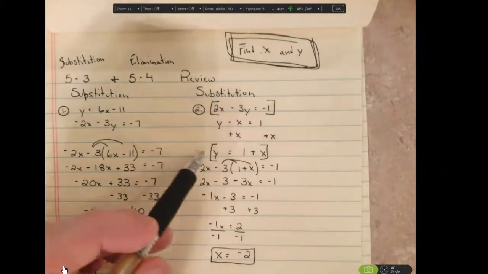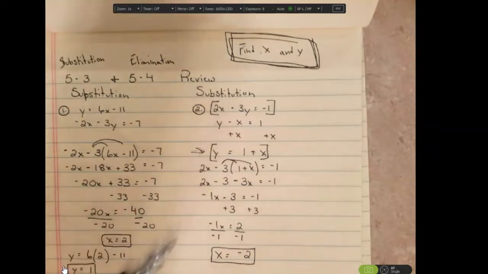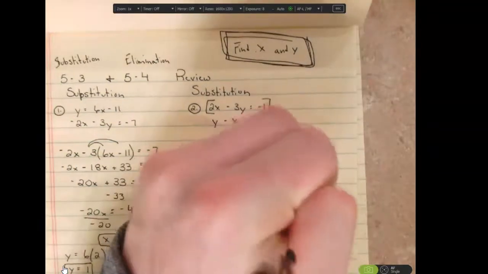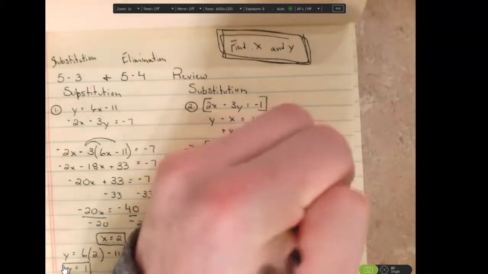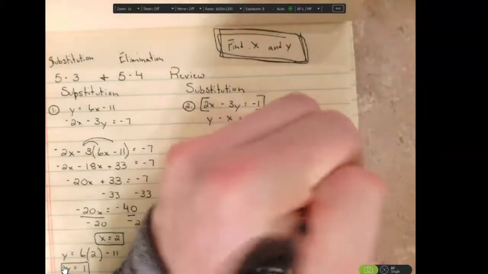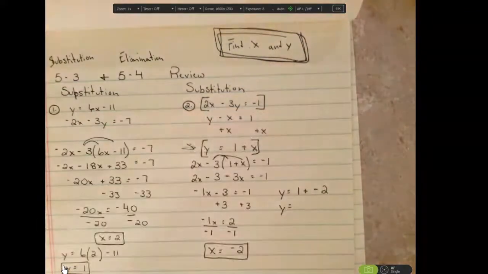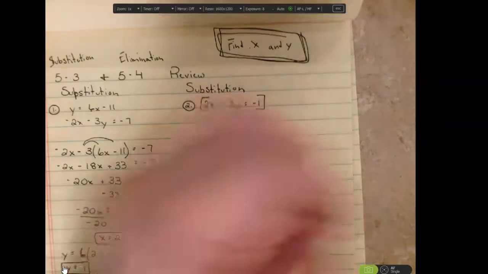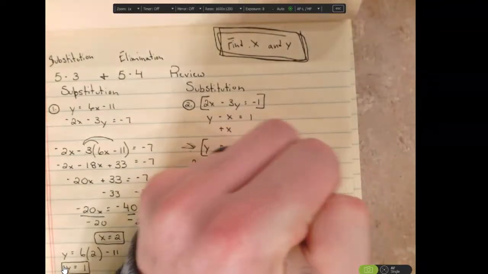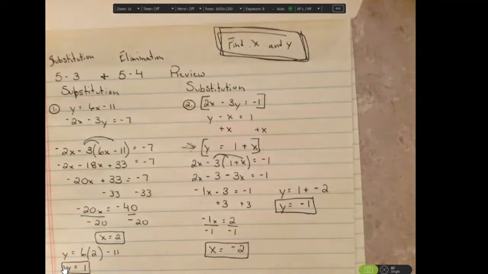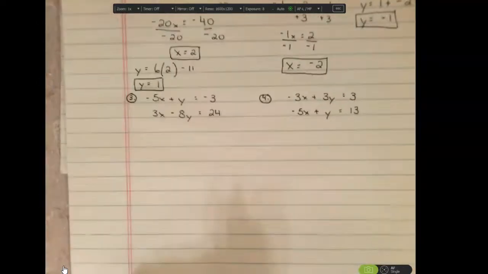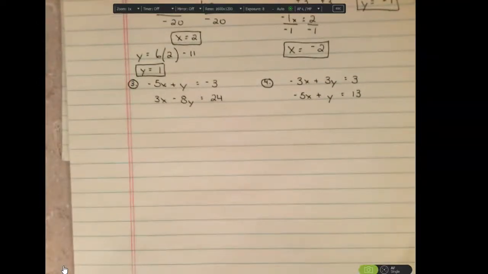I'm going to take this last equation and I'm going to plug it in to that one. So y equals 1 plus -2. So y is equal to 1 plus -2. Y is going to be equal to -1. There you go. X equals -2. Y equals -1. Guys, maybe number 3 would be a good one to try on your own. So maybe pause the video, hit resume, and compare your answer to mine and see how you did.